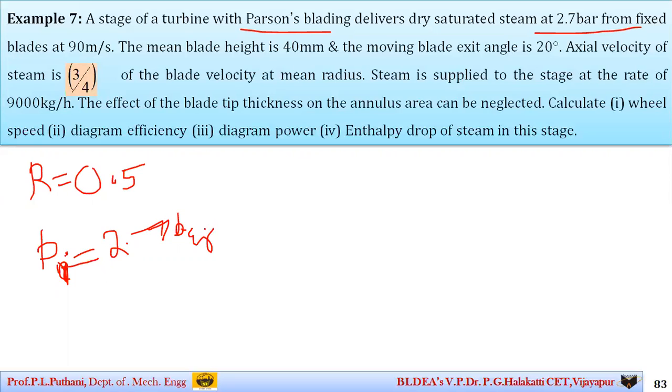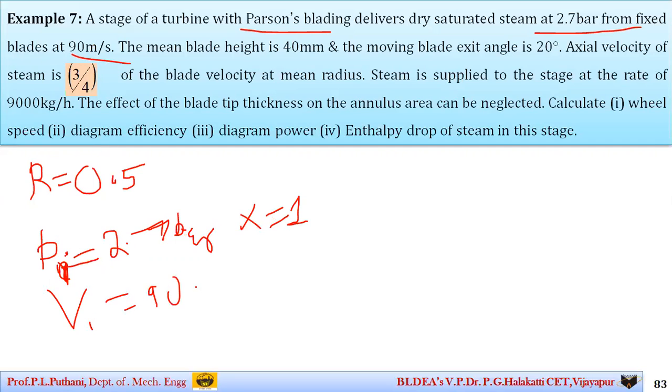Then he has told that it is dry saturated, which means the X value is equal to 1, which means the value of this pressure line has to meet the saturation curve exactly. Then he has given us the value that the fixed blades are at a velocity of 90 meters per second, which means the value of V1 is already given in the question to us, that is 90 meters per second.